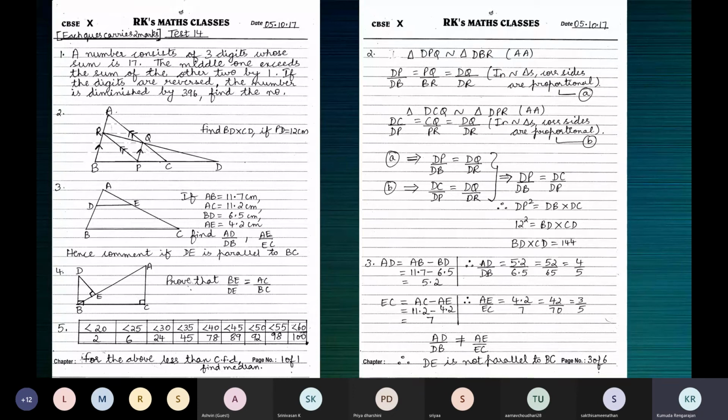Is the third one understood, children? Yes, ma'am. Since everything is work there, I'm not explaining, children. Please go through and ask me if you have any questions.